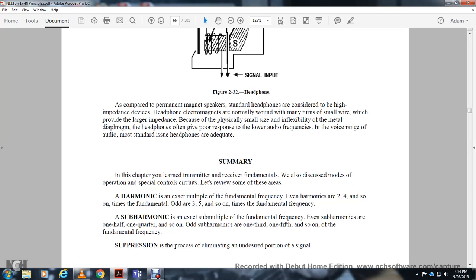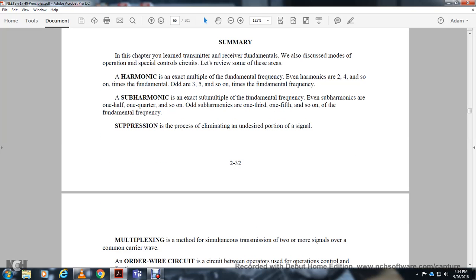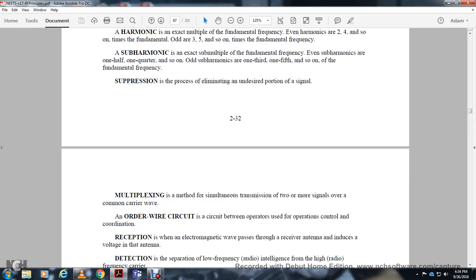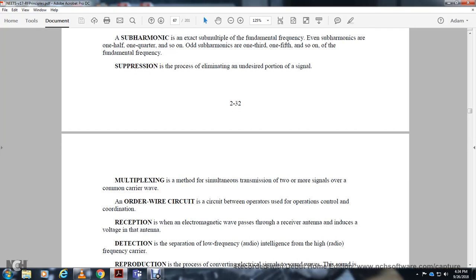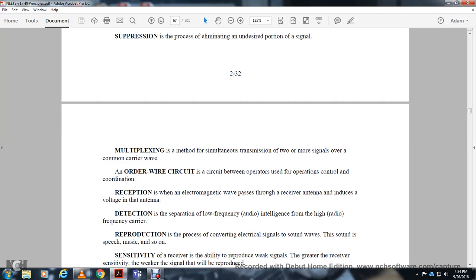Fundamental frequency suppression is the limiting of an undesired portion of the signal. Multiplexing is the method of simultaneously transmitting two or more signals over a common carrier. Open wire circuit between the operator and the operation control coordination. Reception of the electromagnetic wave: the path of the receiver, the antenna, and the voltage of the antenna. Detection: separation of the low frequency audio intelligence from the high radio frequency carrier. The speaker is the device converting the electrical signal to sound waves, such as speech and music, and so on.